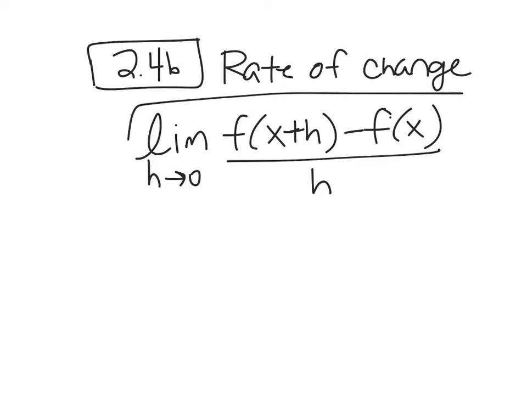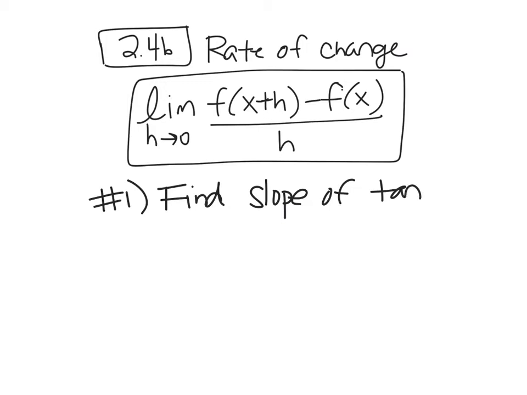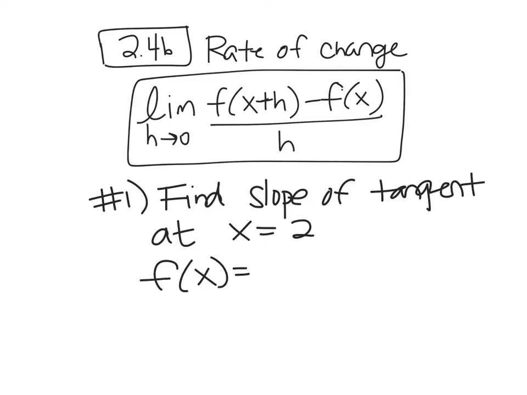And then we're going to go ahead, and we need that formula for all of these, okay? So here we go. Let's do a tough one. Number 1. We are going to find the slope of the tangent. By the way, slope of the tangent, instantaneous rate of change, all those things are exactly the same. Okay, at x equals 2, given this function, f of x equals 2 over x plus 3.